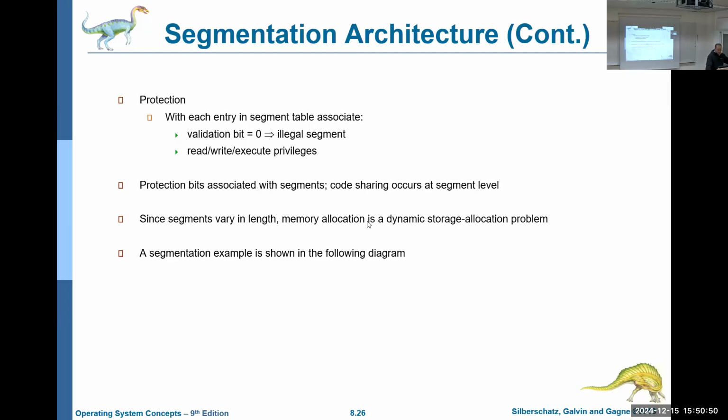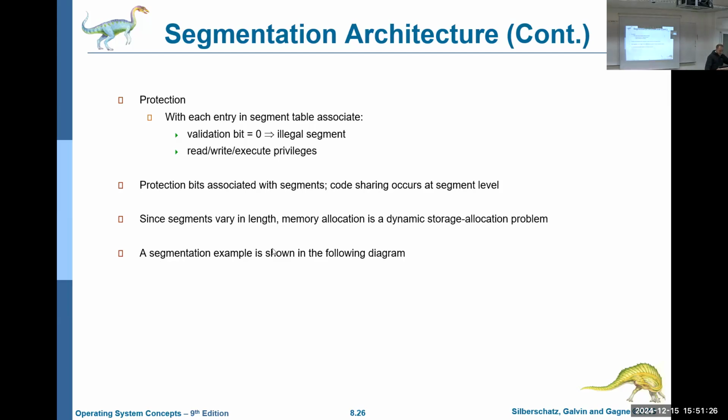Since segments vary in length, memory allocation is a dynamic storage allocation problem. In other words, we still have our same problem of fragmentation, because we don't know how much we're going to need to allocate for each segment. Maybe all of a sudden he declares an array of whatever size the user tells him, and the user says 1,000,000, so now he needs 1,000,000 bytes.